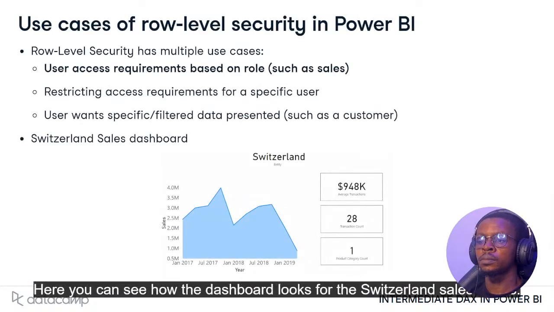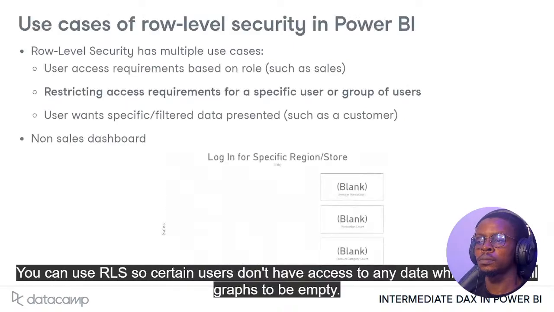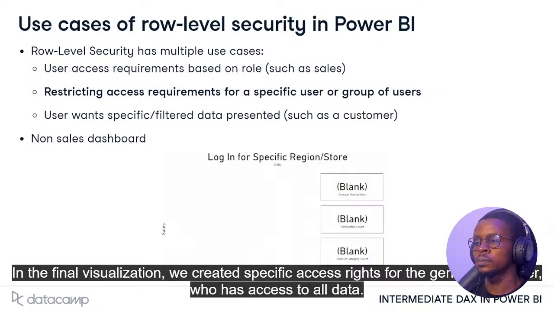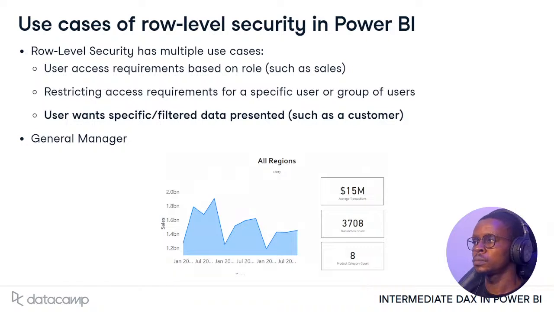Here you can see how the dashboard looks for the Switzerland sales teams. You can use RLS, so certain users don't have access to any data, which causes all graphs to be empty. In the final visualization, we created specific access rights for the general manager who has access to all data.